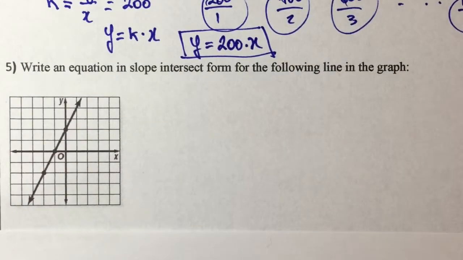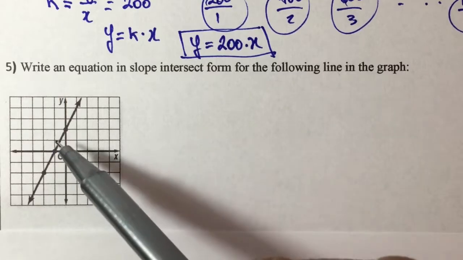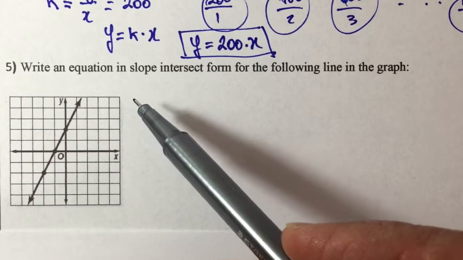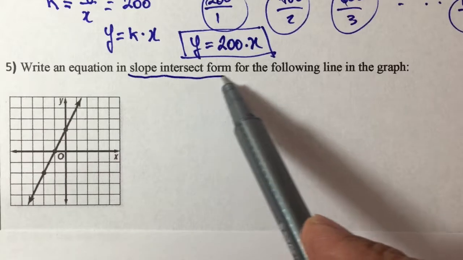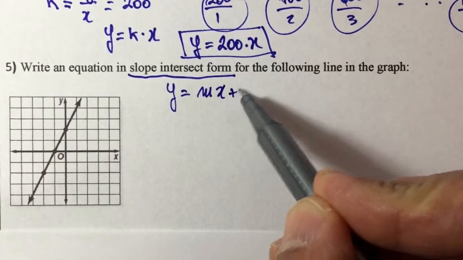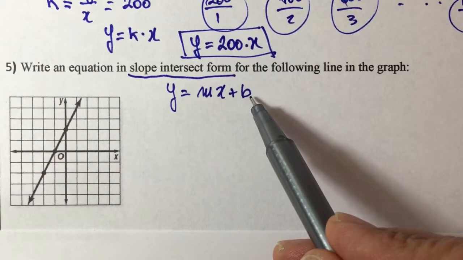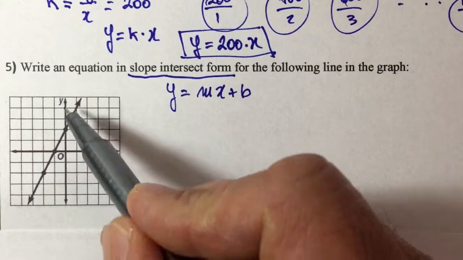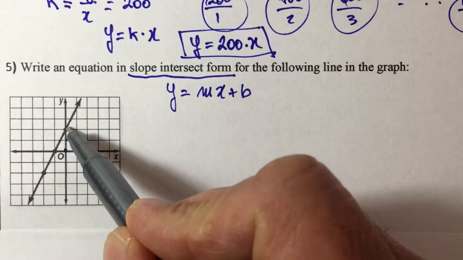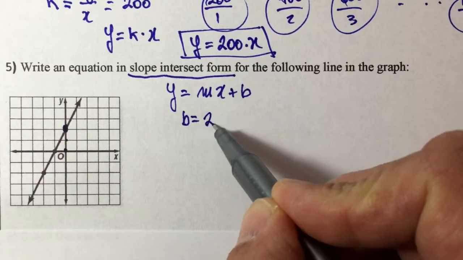Problem number 5 is write an equation in slope-intercept form for the following line in the graph. So we have the line in the graph, and we know that slope-intercept form is y equals mx plus b. So we need to find b and m. b is the y-intercept, so we go on the y-axis, start at 0 and count 1, 2. This is my y-intercept. So my b is going to equal 2.